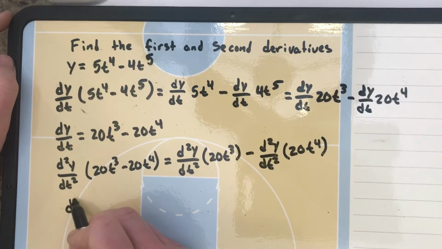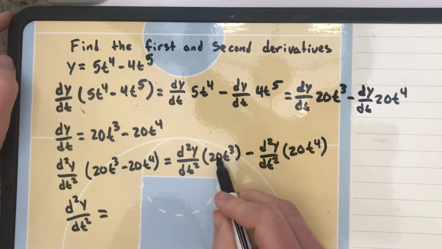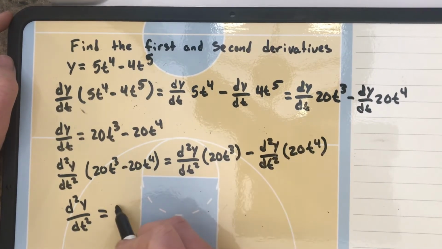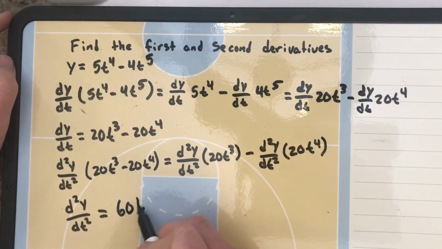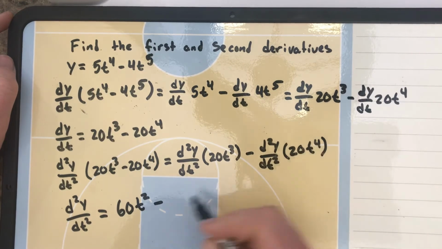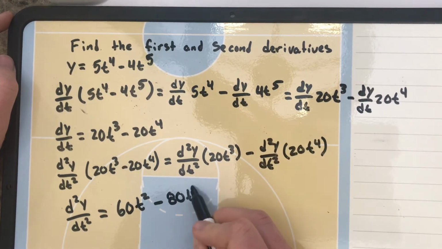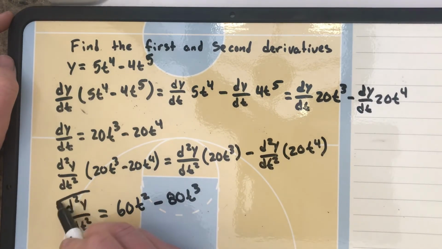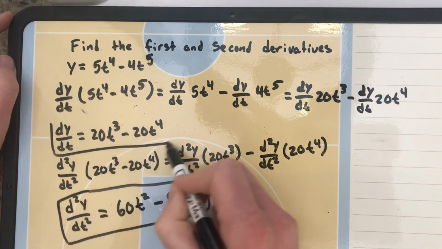So when we take this derivative, this should equal 60, because 3 times 20, right? Bring the 3 out front, 60. T, we're going to go down by 1 power, so it's t squared, minus, and then we have 4, bringing that to the front, that's 4 times 20, which is 80, and we'll end up with t to the third power. And so our second derivative is here. Our first derivative was there.